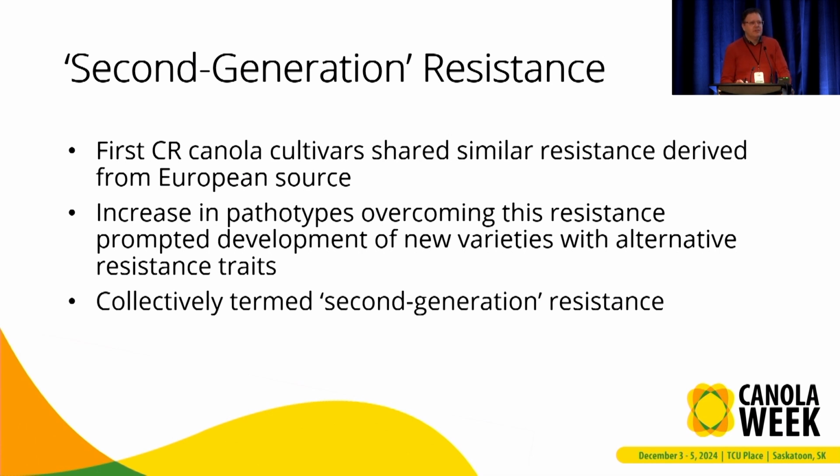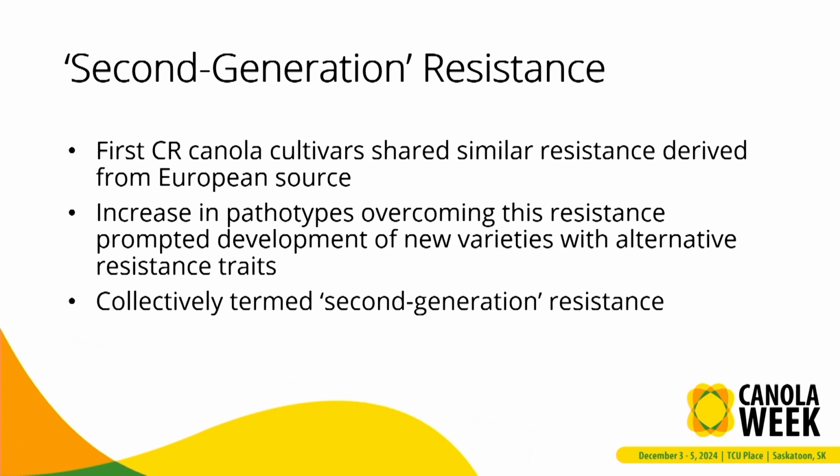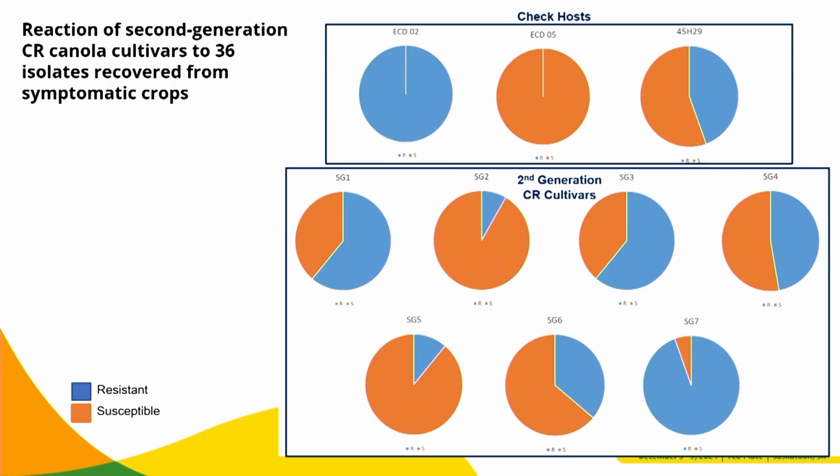Now, with the advent of resistance-breaking and virulent pathotypes, there was definitely an interest in developing varieties with new resistance, and sometimes these are collectively termed second-generation resistance, although we're not referring to necessarily a single resistance source. These could be different resistance genes or combinations of resistance genes, but it's a catchphrase used to summarize that.